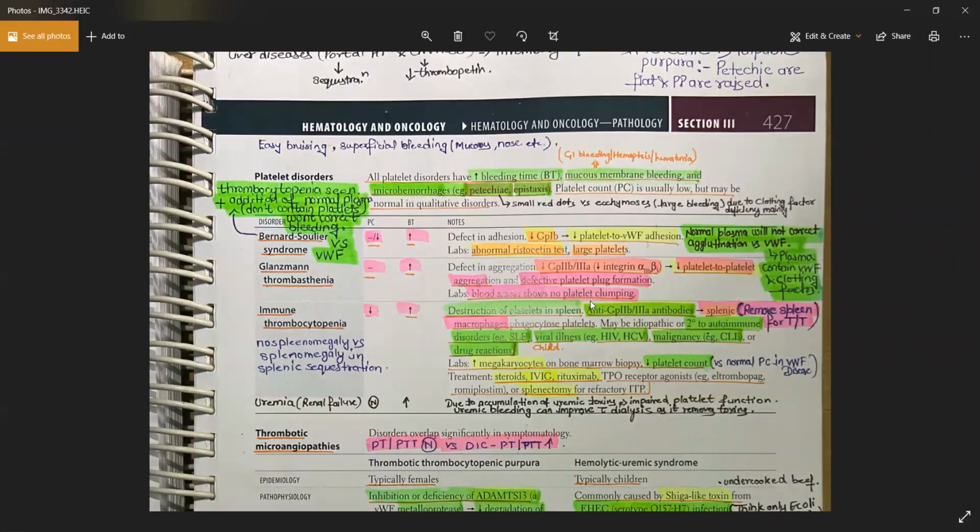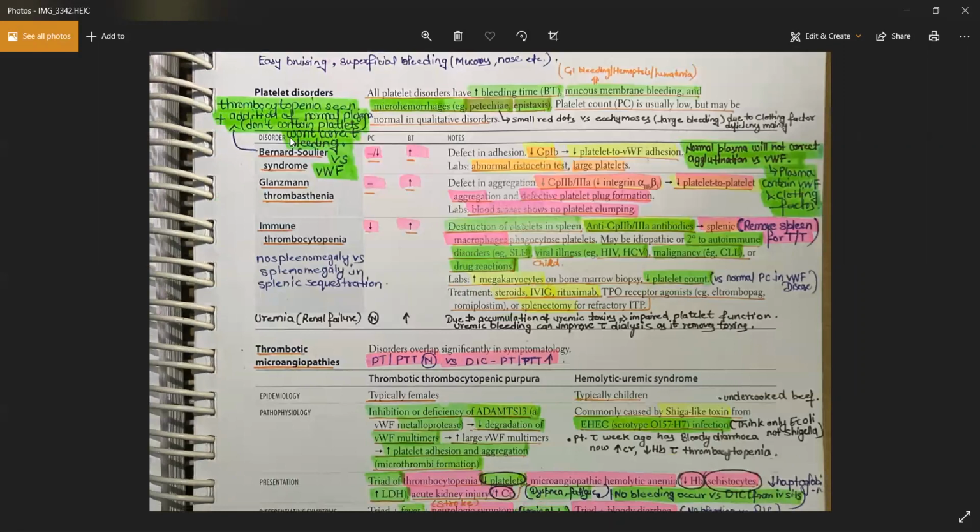Very important to note. You will have more superficial bleedings, like skin bleeding or mucosal bleedings. No organ bleeding is seen, no joint bleeding is seen. And you will have the microhemorrhages also, which are seen as a petechial rash in the skin, and the epistaxis.